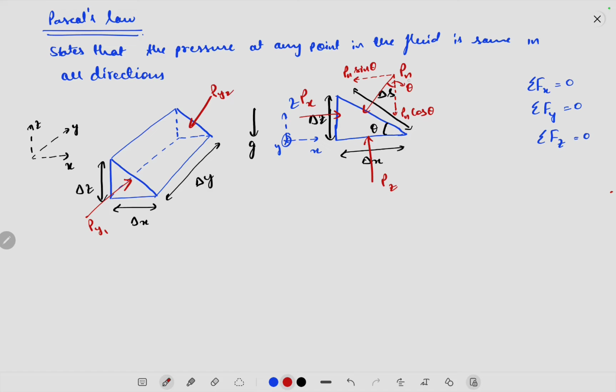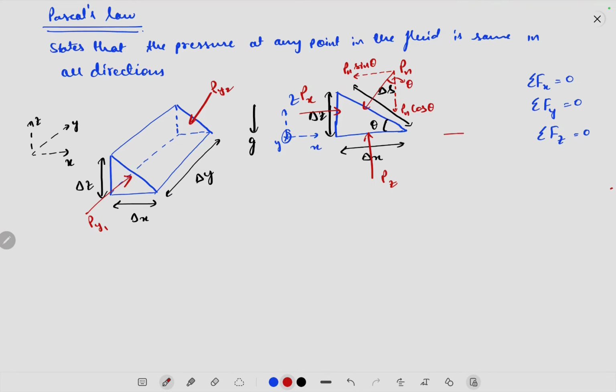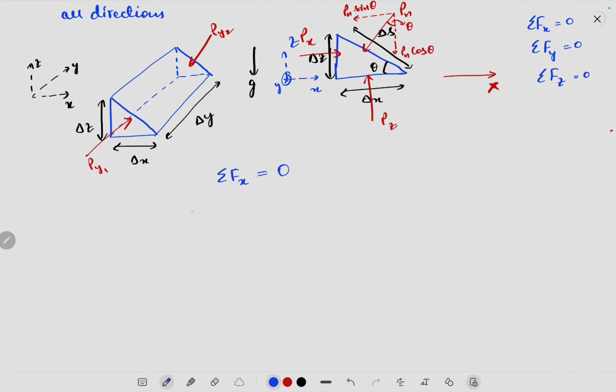Now on this fluid element, what are all the forces acting along x-axis, that is along this axis? So this is your x-axis. What are all the forces acting on this fluid element? The answer is, one force is because of this Px and the other force is because of this Pn sin theta. That's it, right? So for summation Fx to be 0, the magnitude of Px should be equal to the magnitude of Pn sin theta, right?